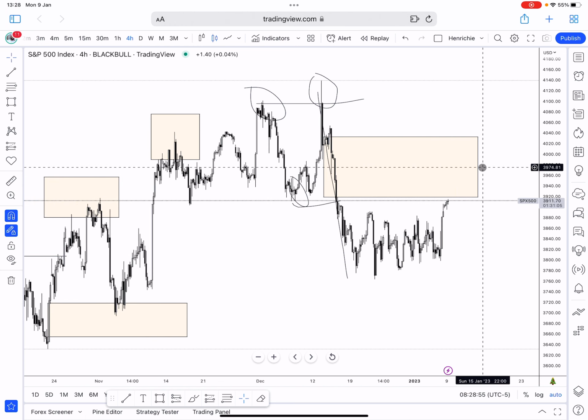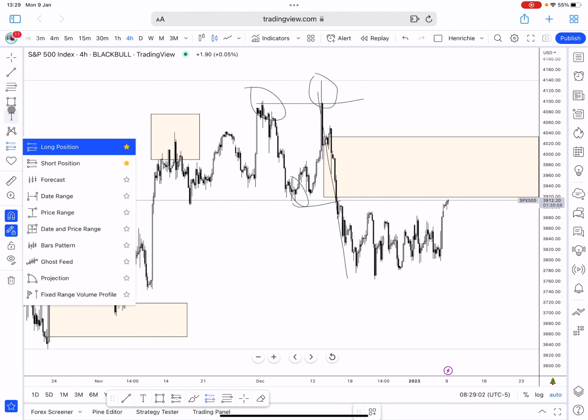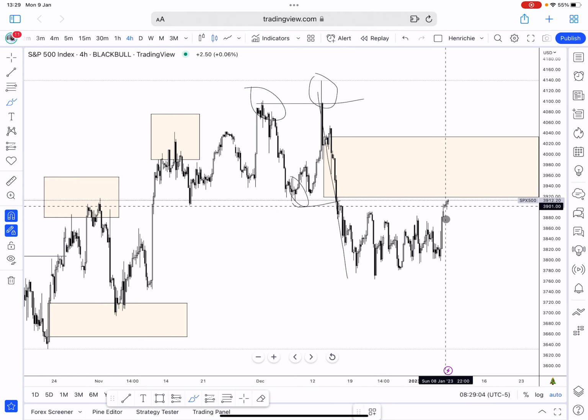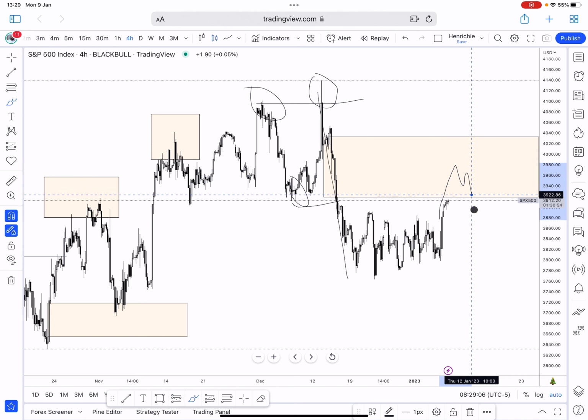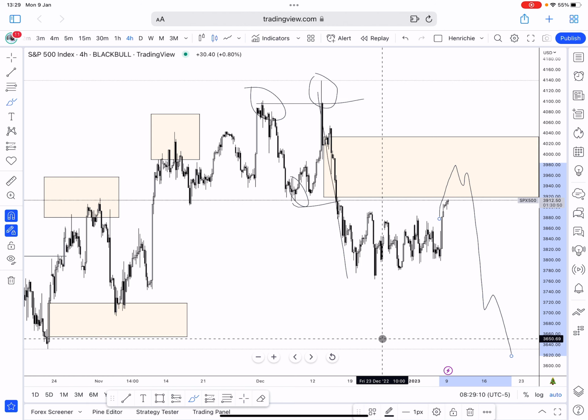This is what most retail traders are going to do. They're going to be waiting for price to come into this position and look for shorts. They look for sells. They want price to come here and then continue lower. That's what most retail traders are going to be anticipating to see.